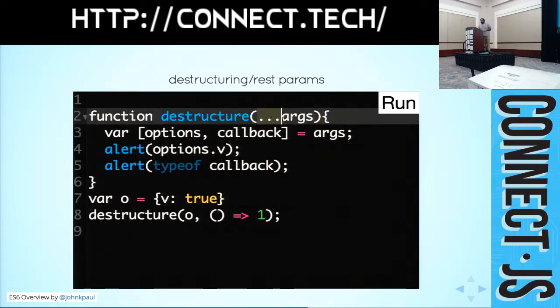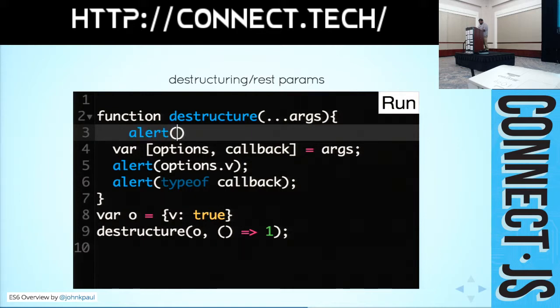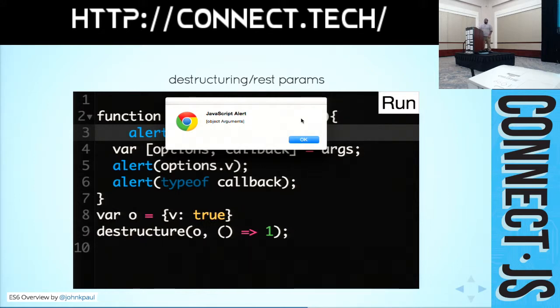You can also use the dot dot dot syntax, which is called rest parameters, in order to create a real array. How many of you use arguments in JavaScript, the arguments object? In JavaScript there is this thing called arguments. It is something that is called array-like. It is an object that has integer string indexes. It has a dot length property. But it's not really an array.